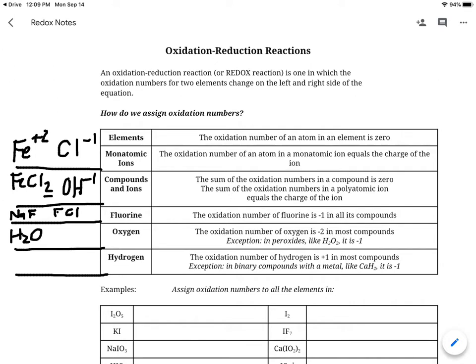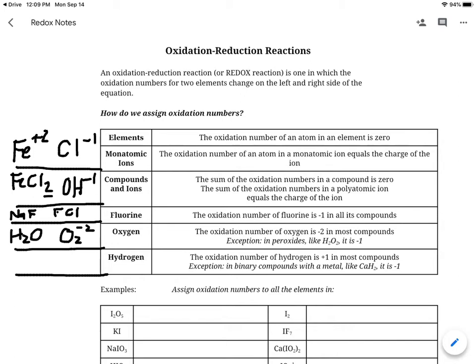Now you can see here that there is an exception, and that's for peroxides. Just as a reminder, peroxide is an ion which has the formula O2 with a -2 charge. So you'd be looking for things that have that in there, and then the oxidation number is -1. That's a pretty rare case, but there are peroxides, and so we have to teach you about it.